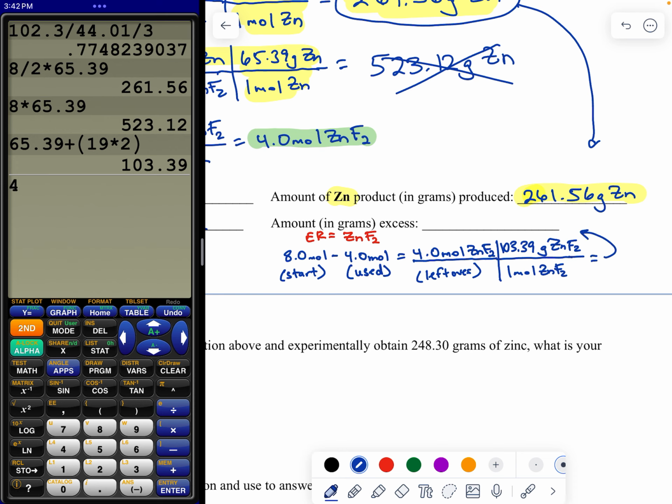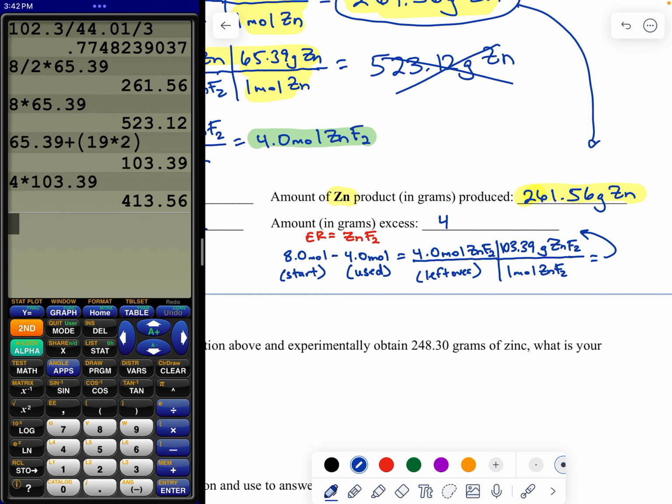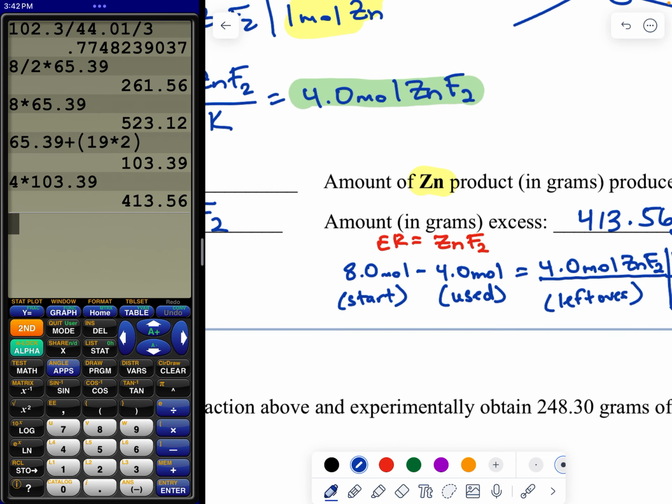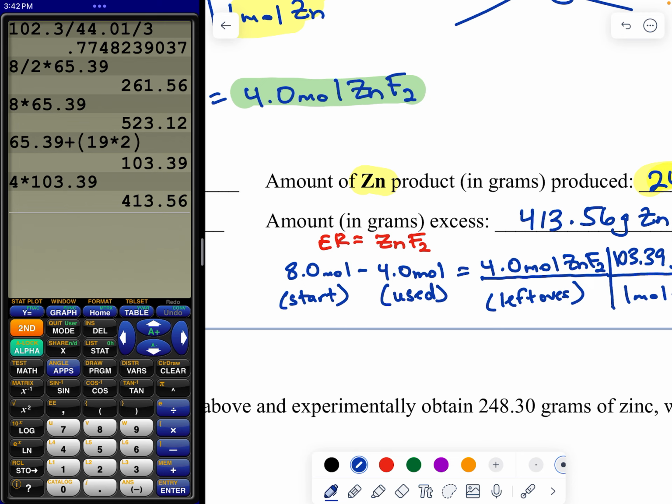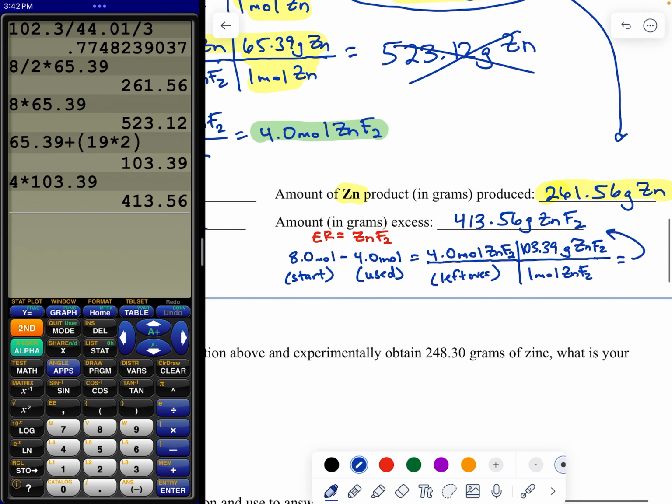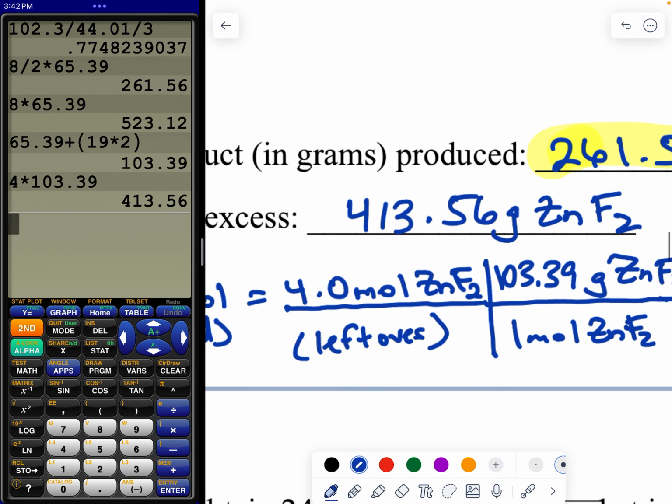So 4 times 103.39 is 413.56 grams of zinc fluoride left over in excess. And you're like, well, whoa, that's a lot of grams. I thought we only had 8. That's a small number. Well, remember, the mole represents a very large amount of these things. So 8 moles is actually a lot. And 4 moles evidently weighs that much.